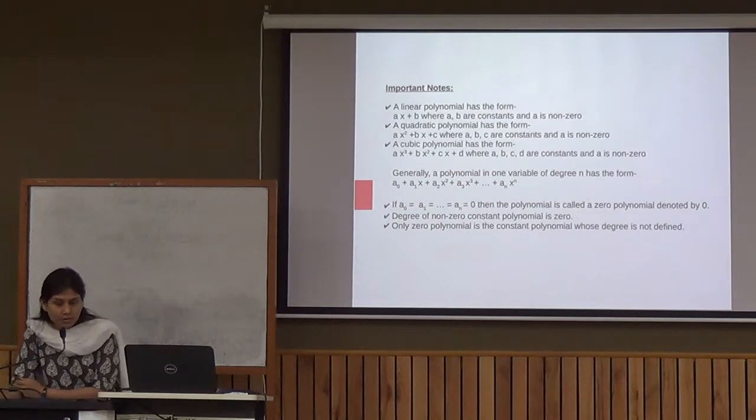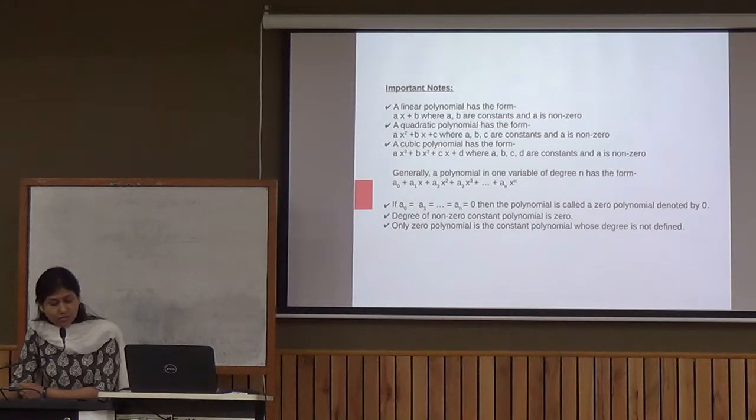Let us understand some important notes for all the discussion we have done till now. A linear polynomial has the form ax plus b, where a and b are constants and a must be non-zero. Similarly, a quadratic polynomial has the form ax^2 plus bx plus c, where a, b, c are constants and a must be non-zero. A cubic polynomial has the form ax^3 plus bx^2 plus cx plus d, where a, b, c, d are constants and a must be non-zero. Now, here a non-zero is very important in all the three forms described above.